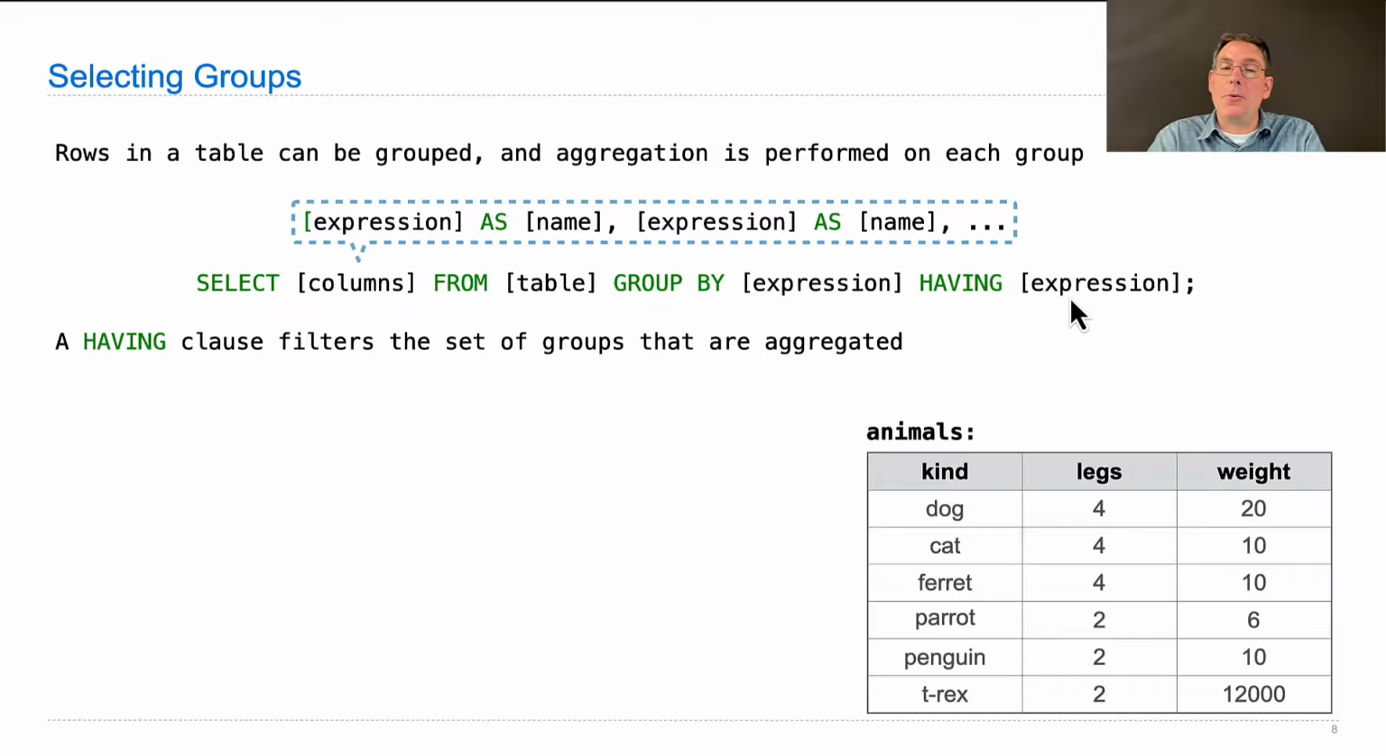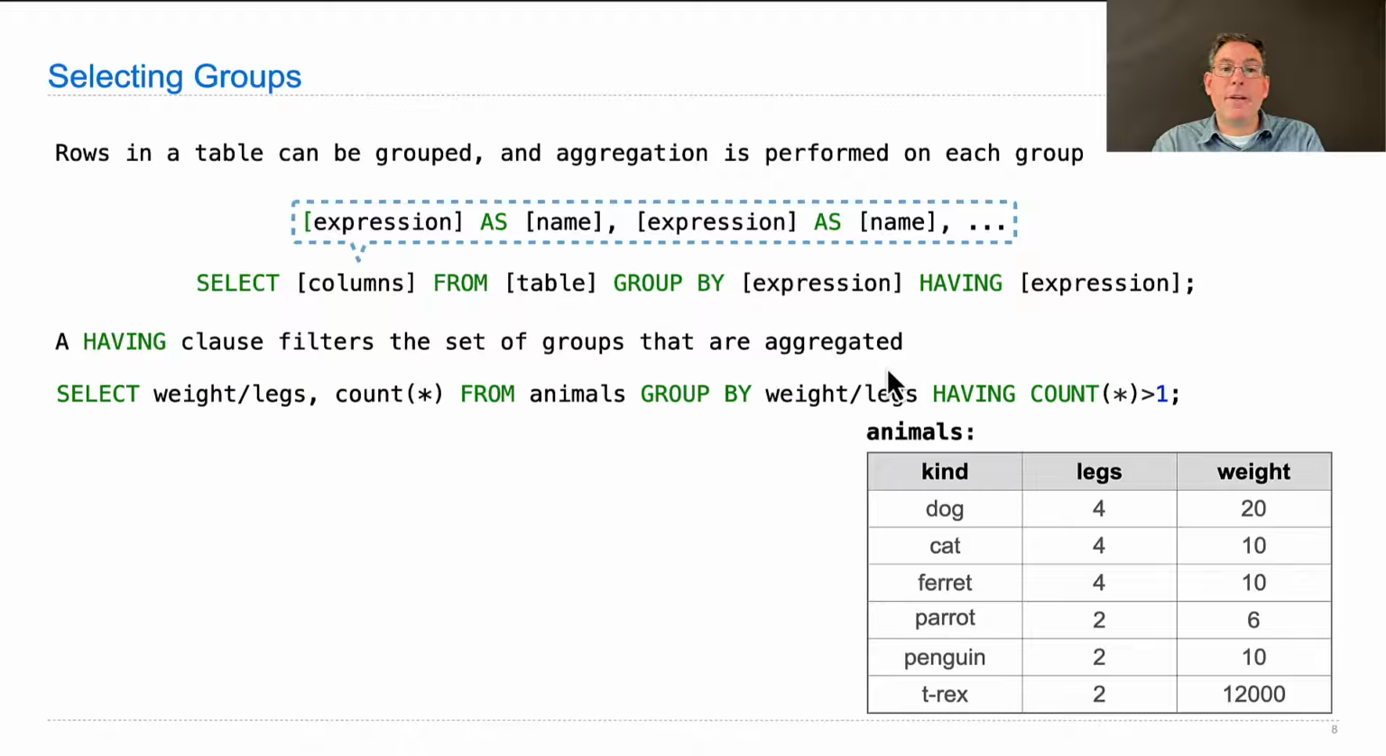Maybe you don't want all the groups. A having clause filters the set of groups that are aggregated. For example, we could group by any expression we want, like weight divided by legs. This will perform integer or floor division and give us an integer that might be different for different animals.